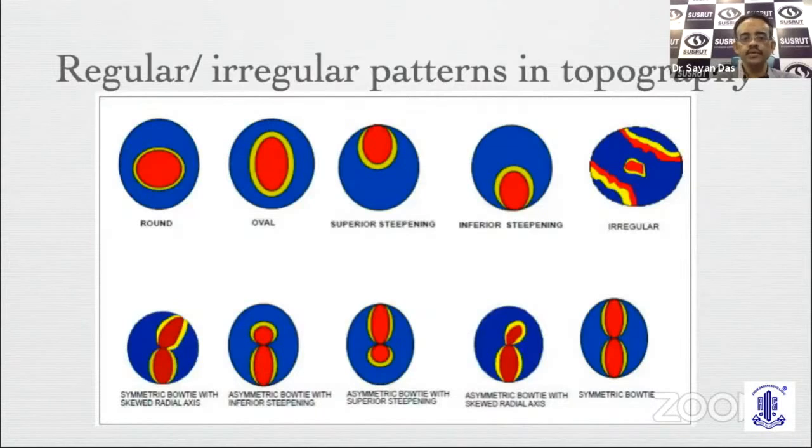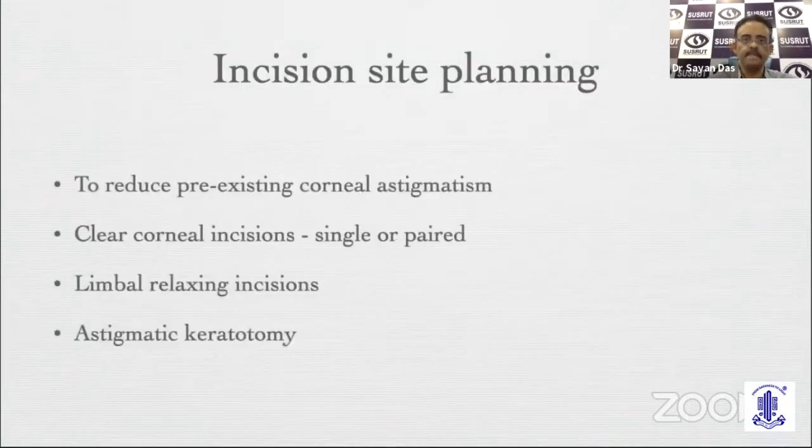So we have to know which are the normal topography patterns in which patients we can use these lifestyle IOLs. Among these standard patterns described by Rabinowitz, the round, oval, and the symmetric bow tie are considered to be normal patterns, and they have a round, oval or a symmetric bow tie regular astigmatism.